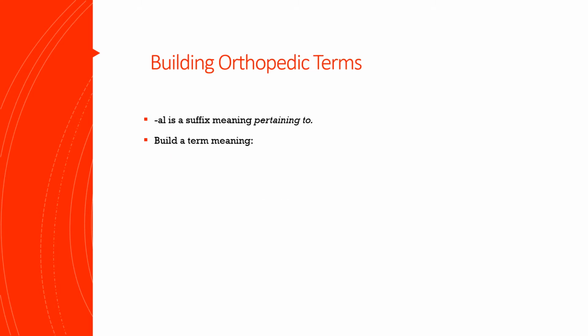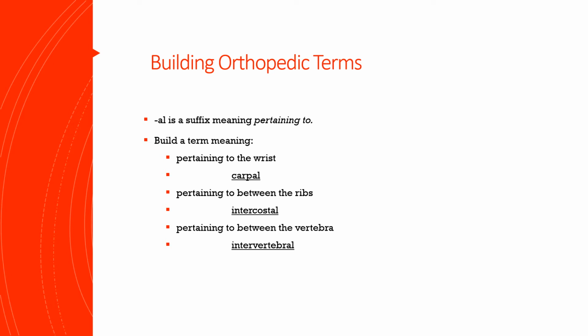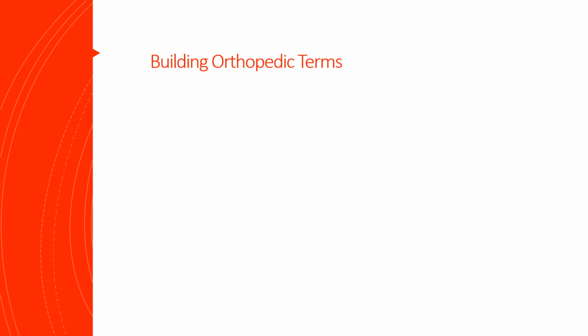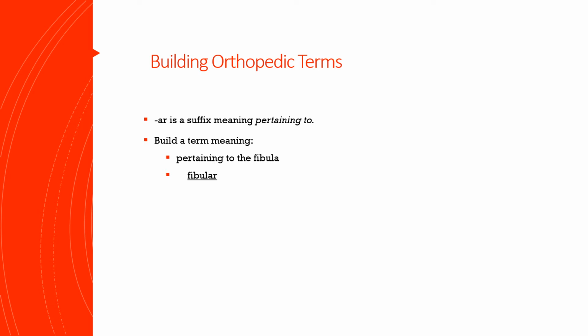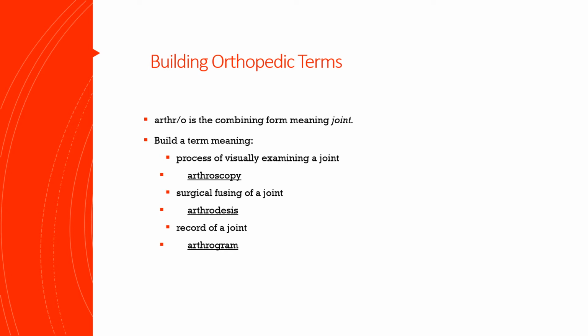Al is a suffix meaning pertaining to as well. You're going to build a term that means pertaining to the wrist, carpal, or pertaining to between the ribs, intercostal. Pertaining to between vertebra, intervertebral. So how did you do? Go and try and do everything between pages 77 and 85 without my help, and then come back and check and see if you did it okay. So, R is a suffix meaning pertaining to. Build a term meaning pertaining to the fibula, fibular. Let's start going a little faster.